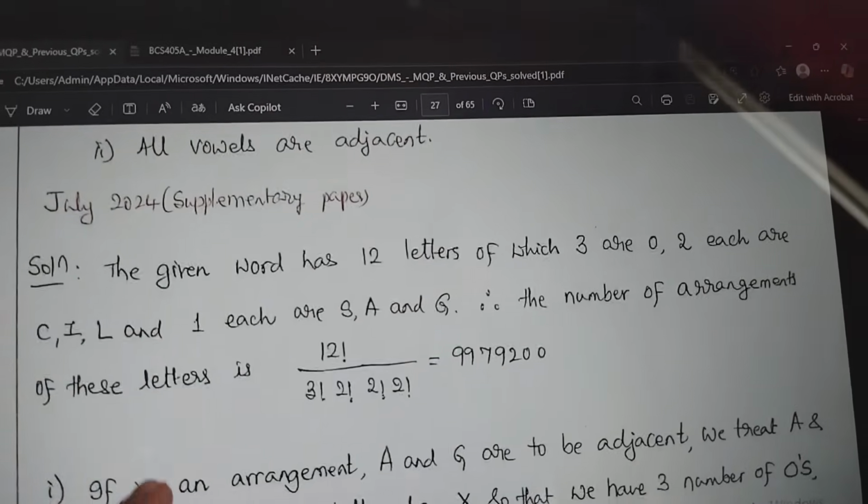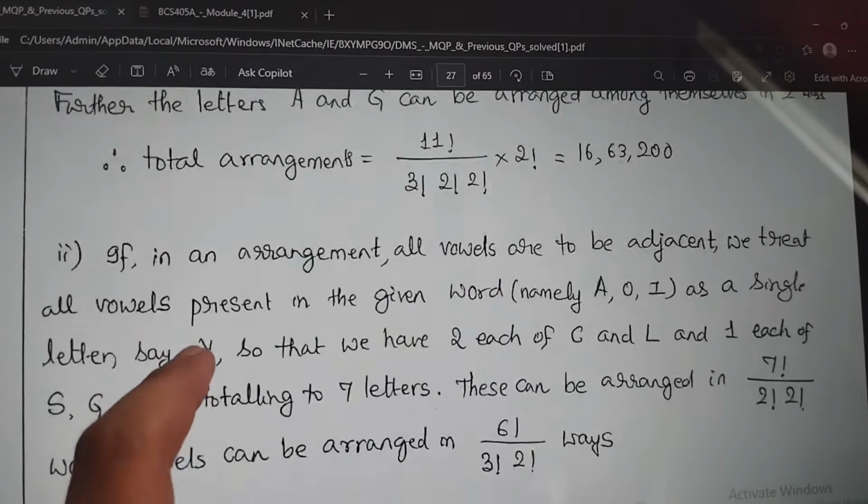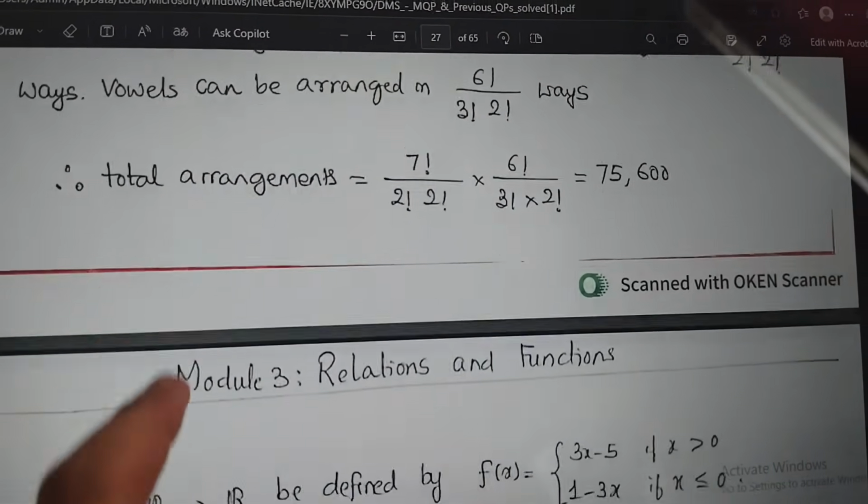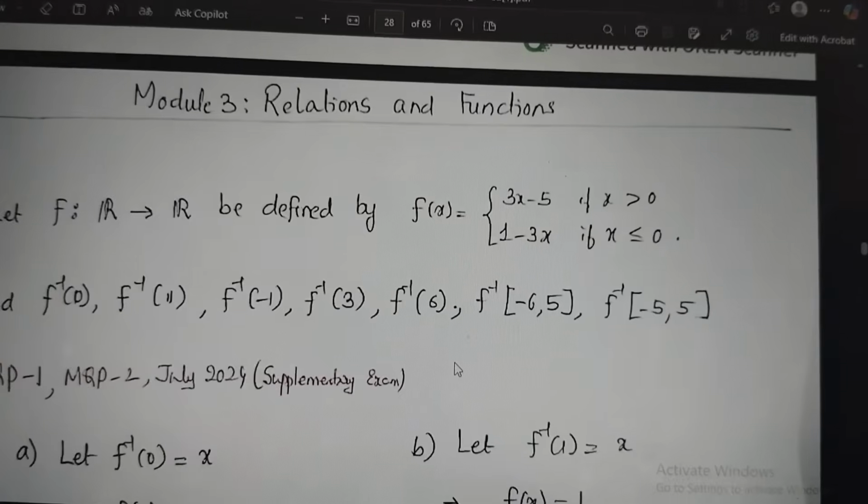Then again, like arrangements, we have to write. That's it for the second module.